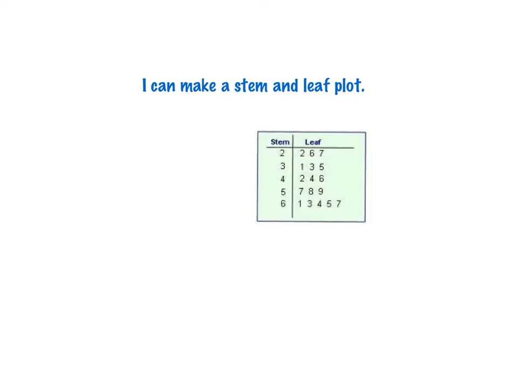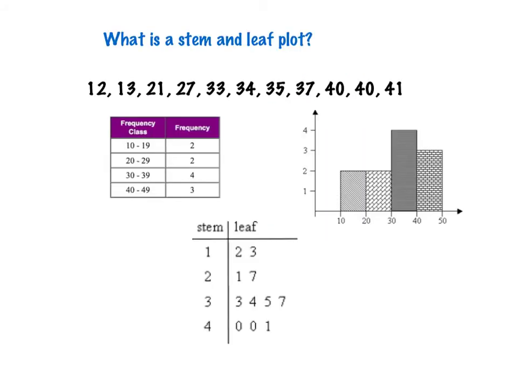In today's lesson, you're going to look at how you can make a stem and leaf plot. So what is a stem and leaf plot? Suppose you've got the set of data 12, 13, 21, 27, 33, and so forth. We can organize this data in a frequency table, and we oftentimes use that data from a frequency table to make a histogram. And another way we could organize this data is what's called a stem and leaf plot. And we're going to learn today how to make a stem and leaf plot.